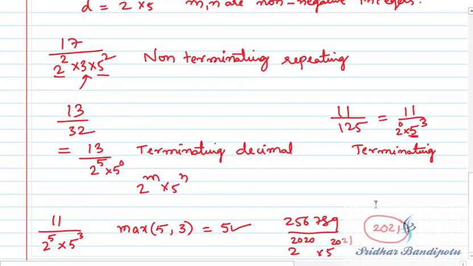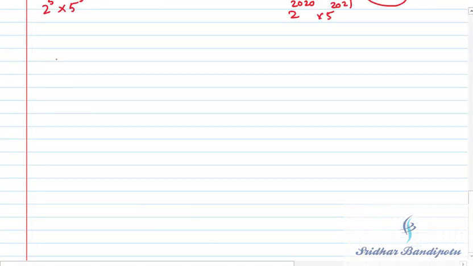Okay, now let's see an example here, that is 11 by 2 to the power of 5 into 5 cube. Now check whether it is terminating decimal or non-terminating repeating decimal. So denominator in the form of 2 to the power of m into 5 to the power of n, so it is terminating decimal. Now after how many decimals it terminates? After 5 decimals it terminates. Then write its decimal form without actually performing division.